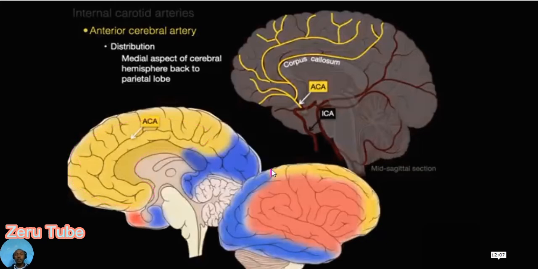When we see the lateral view, the superior parts of the frontal lobe and the parietal lobe are supplied mainly by the anterior cerebral artery. This part is the superior surface of the parietal lobe, and this one is the superior surface of the frontal lobe. So the superior surfaces of the parietal and frontal lobes are supplied by the anterior cerebral arteries. So the anterior cerebral artery gives blood for the medial surface of the brain and the superior surface of the parietal lobe and frontal lobe.